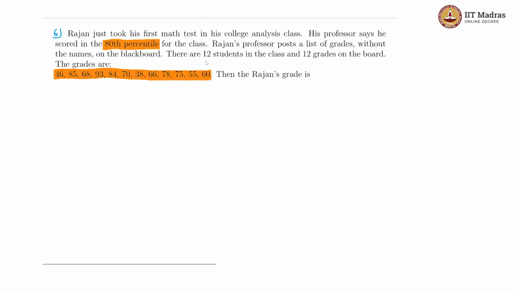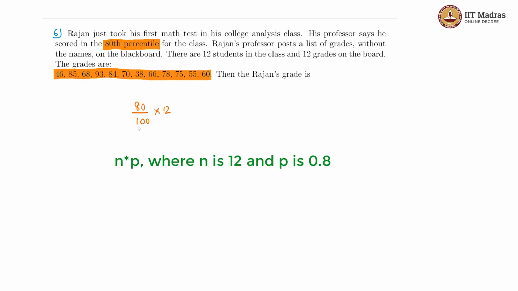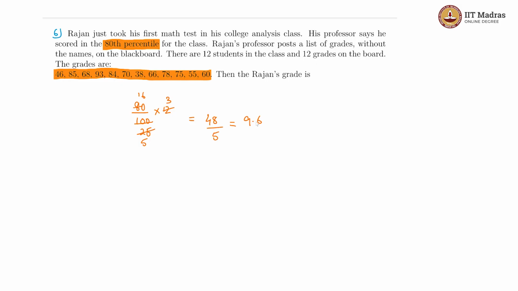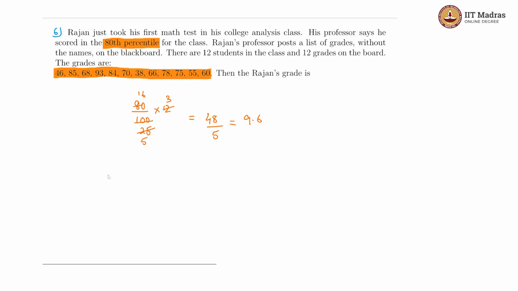So there are 12 students and the 80th percentile would indicate 80% of 12. If I cancel this with 4, I'll get 25. With 4, I'll get 3, 5 5s and 5 16s. So I get 48 by 5, which is equal to 9.6. So obviously you can't be the 9.6th person in a class. So you're taken to be the 10th guy.